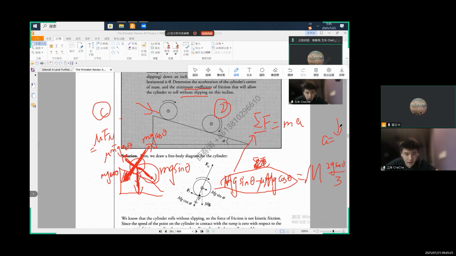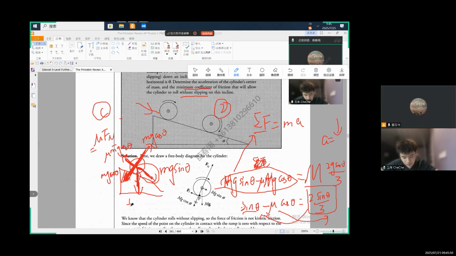So how do we get that? We can simplify all the mg. What's left is sine theta minus mu cos theta equals 2 sine theta over 3. See, this is a sine theta. There is a 2 over 3, so I can move it there and then move this in here.